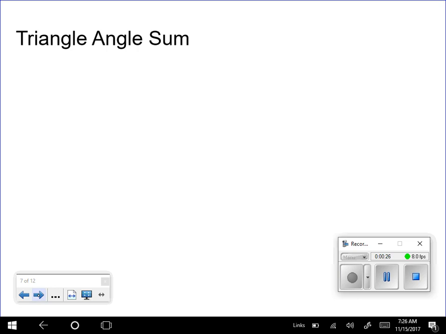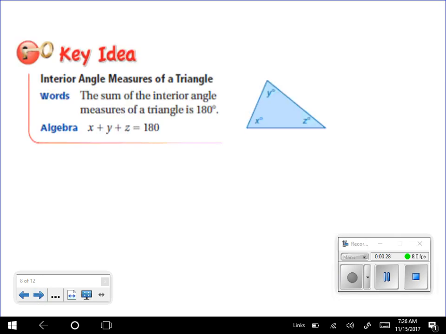So, to get us started, just our quick definition here, you can write this down. Interior angle measures of a triangle. The sum of the interior angle measures of a triangle is 180. So if you want to write this at the bottom of your foldable on the back side, you can write this sentence, and then you can write this example here, x plus y plus z would equal 180.